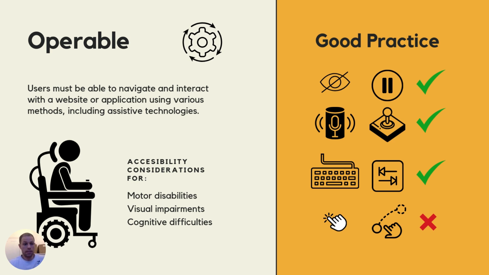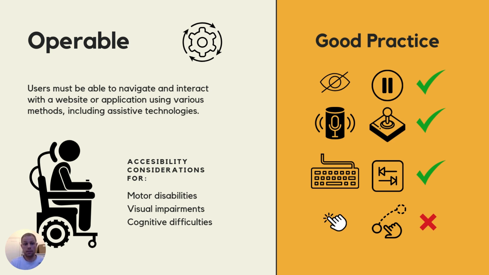The second principle is that content should be operable. Now, what does that mean? Well, it means that users must be able to navigate and interact with a website or e-learning content in this instance using various methods, including assistive technologies. So you need to think about users who may have motor disabilities, visual impairments, or cognitive difficulties, and how they can operate the content that you're presenting them.